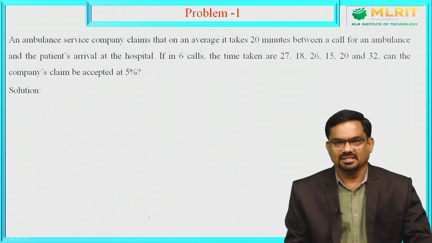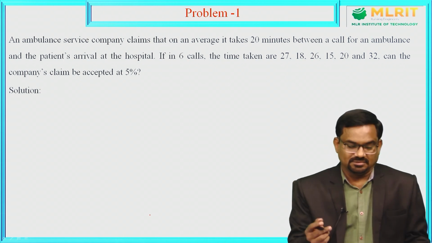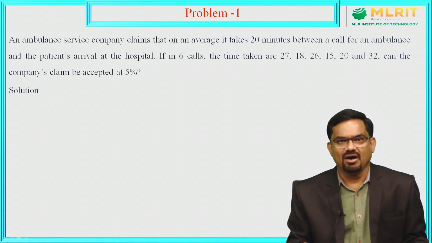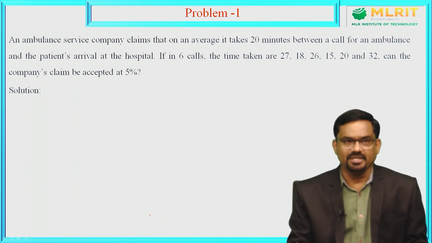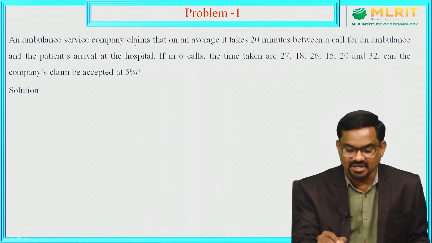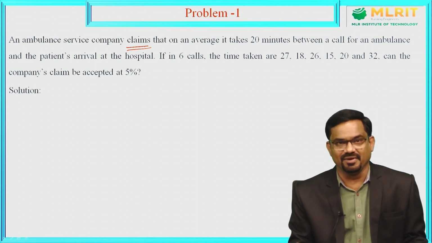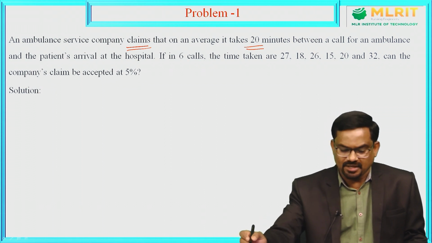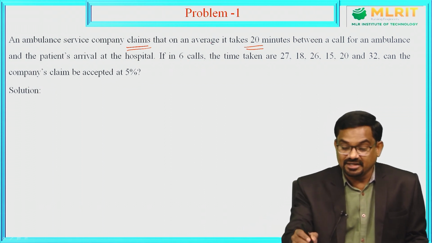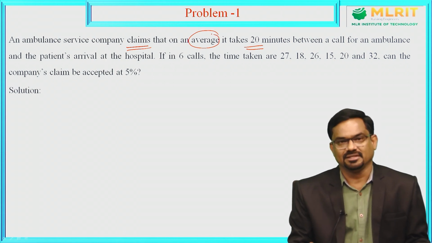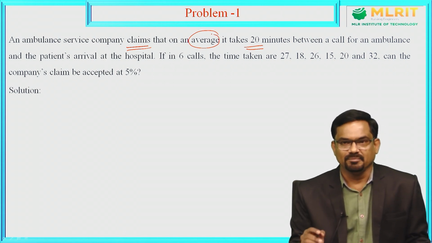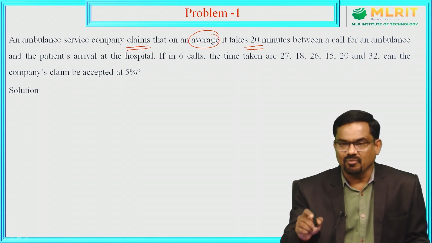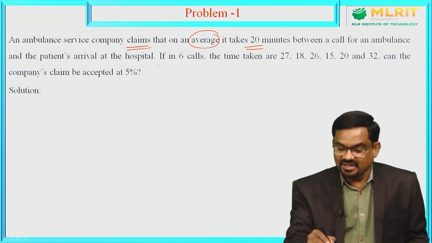Let us discuss one example on a one mean small sample problem. An ambulance service company claims that on an average it takes 20 minutes between a call for an ambulance and the patient's arrival at the hospital. Again I repeat, the company's claim is that on an average it takes 20 minutes. Here it is clearly mentioned average, so this problem comes under means, particularly one mean, and here in 6 calls.